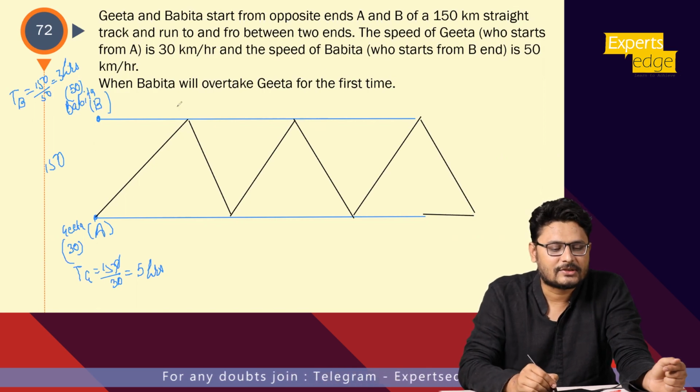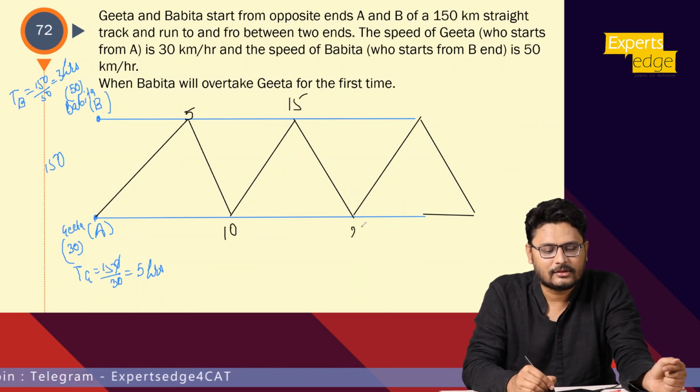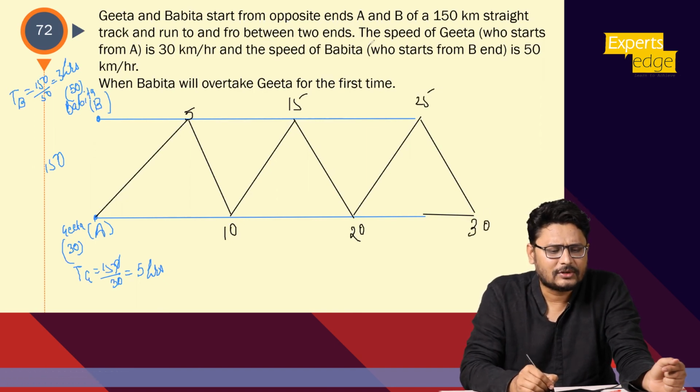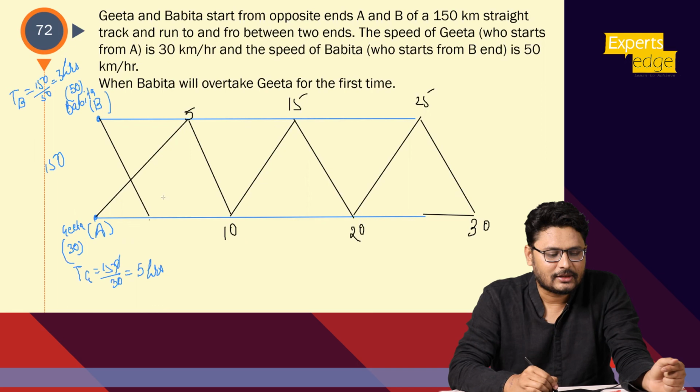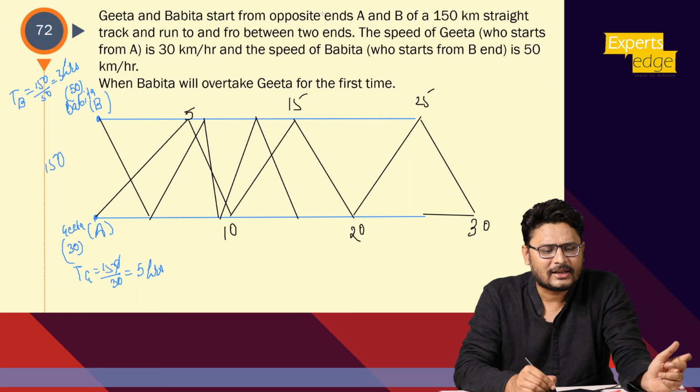Now let me mention it. So how much is it? 5, this is 10, this is 15, this is 20, this is 25, and let's say this is 30. Now let's take up Babita as well. Babita's is every 3 hours, right? So after 3 comes 6 here, after 6 comes 9, after 9 comes 12, after 12 comes 15. I think we will get it up to here, because I only have to find the first overtake. Let us try. This 50 is right here, so just write it. This is 3, this is 6, this is 9, this is 12 and this is 15.